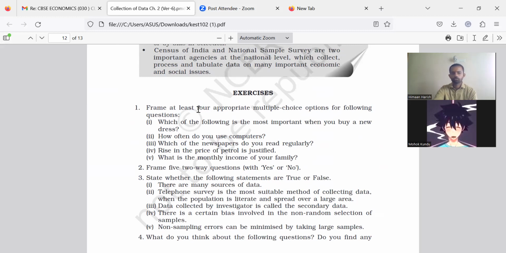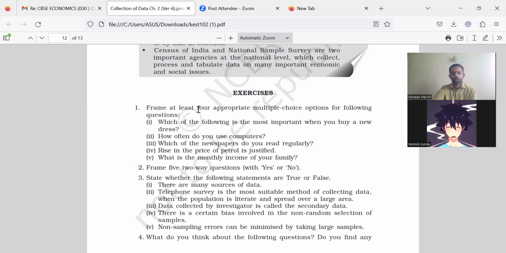The first question is, which of the following is the most important when you buy a new dress? So we're supposed to make the MCQs, right? Price, the material, quality, the color. So they can be the four multiple choice options, and it can also be the raw material used as well.